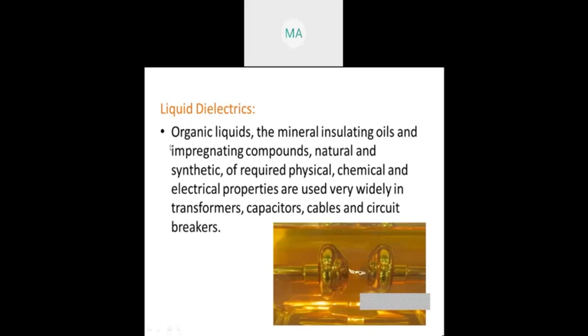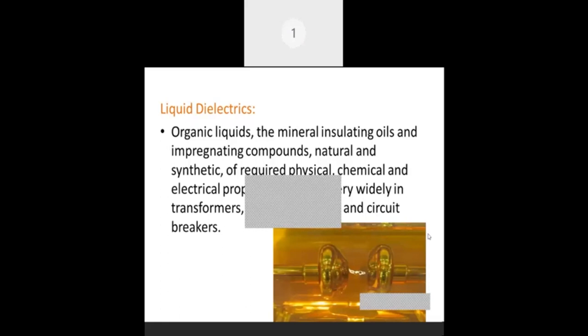Coming to cables, for higher voltage cables we use oil-filled cables, with liquid in between. If you take any wire and cut it, you will get some liquid material. You can't see it like water, but there is a small amount of liquid there.